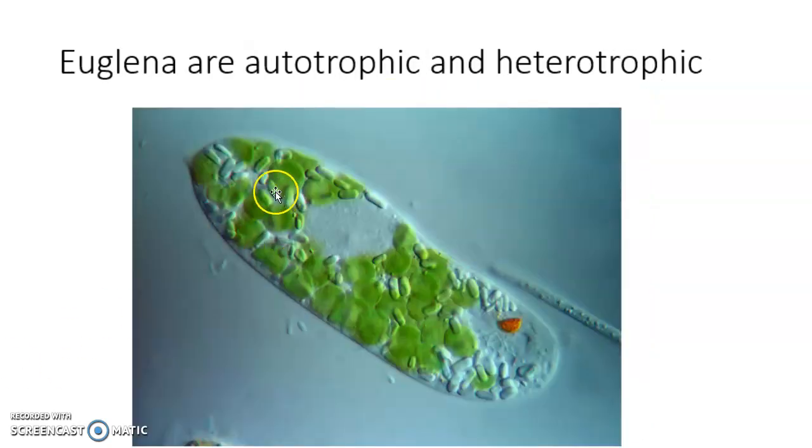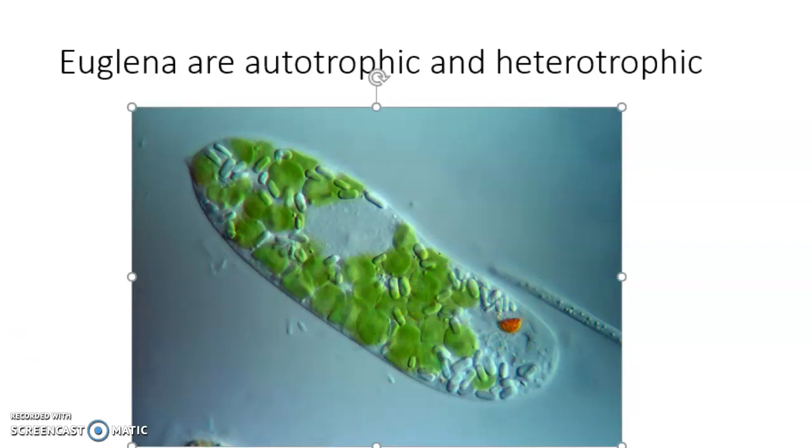IB wants you guys to recognize Euglena as an example of a mixotrophic species. Note the chlorophyll present in green. That's for photosynthesis. There are also little food vacuoles which can gobble up small bits of things floating around in the water that it lives in. So it's both autotrophic and heterotrophic, another mixotrophic species.